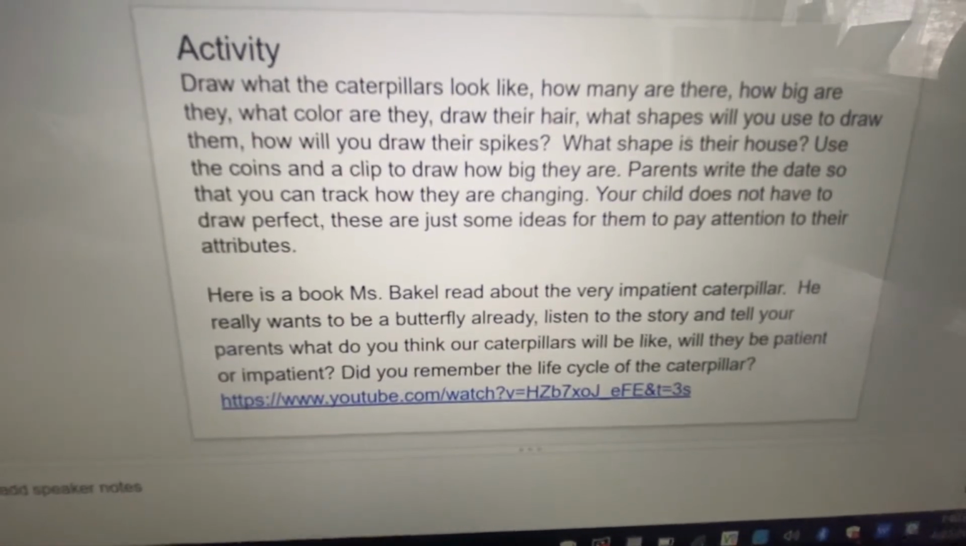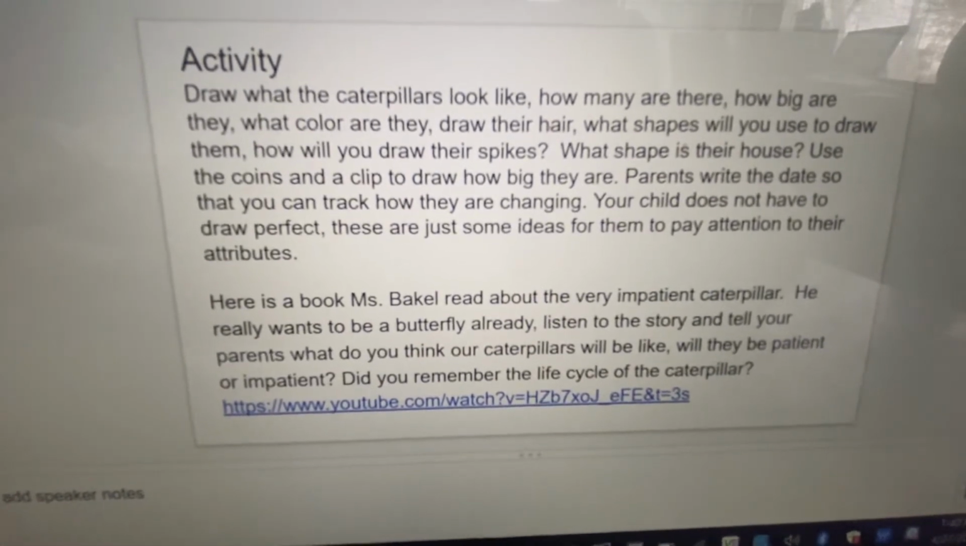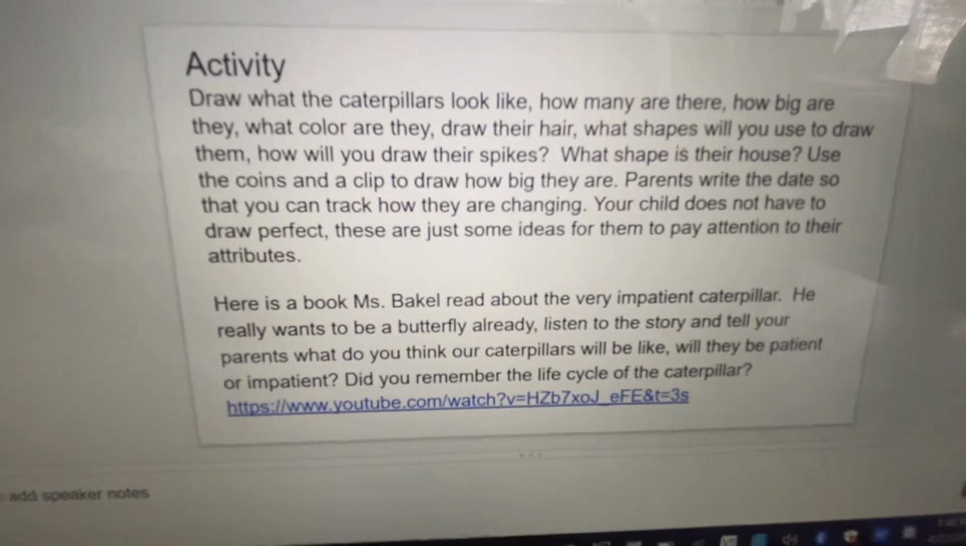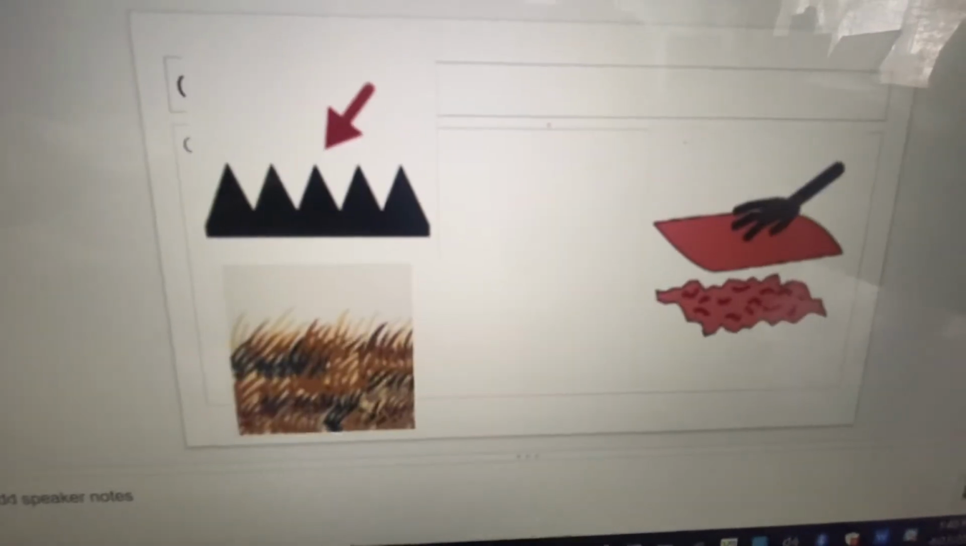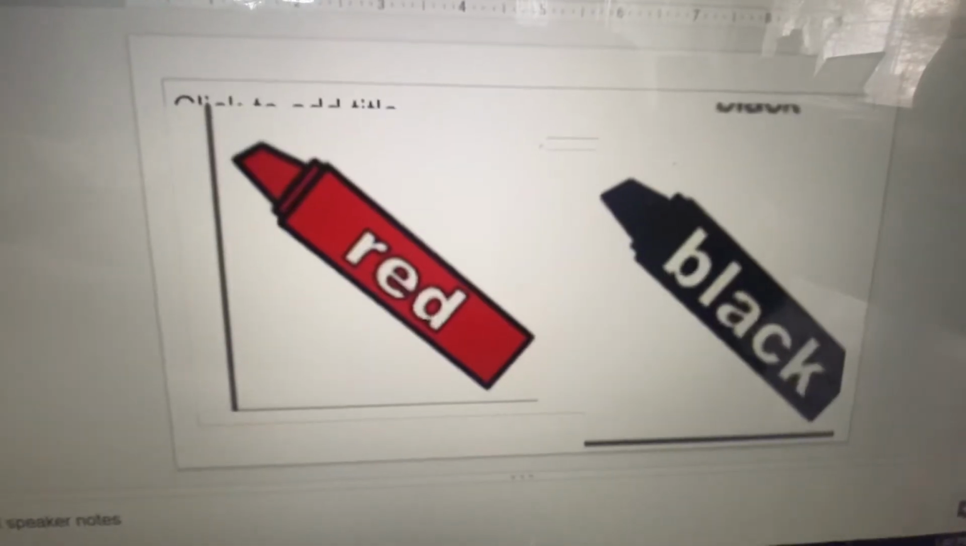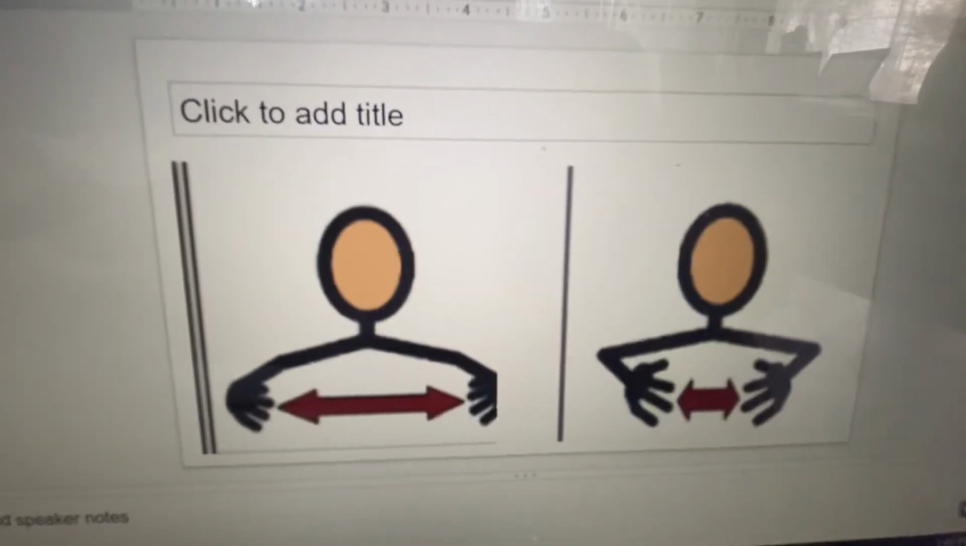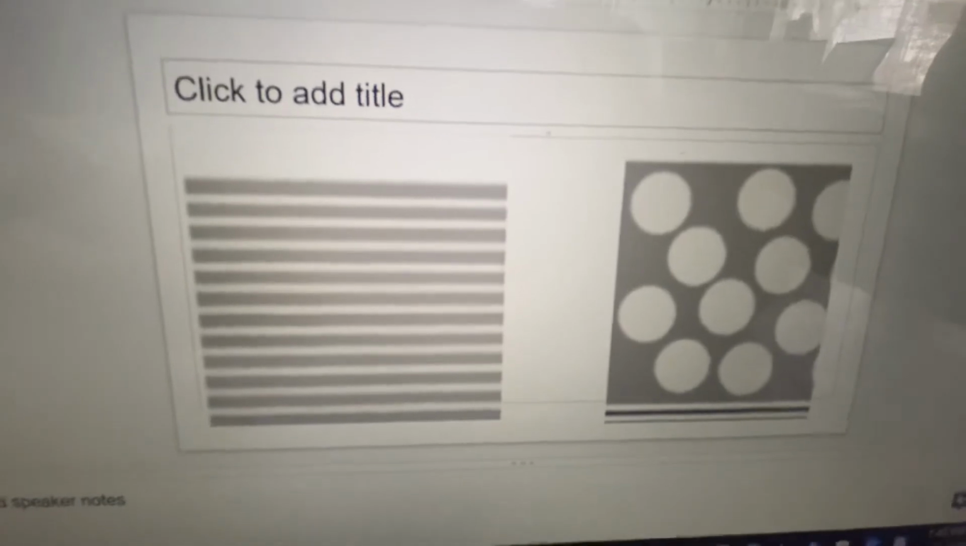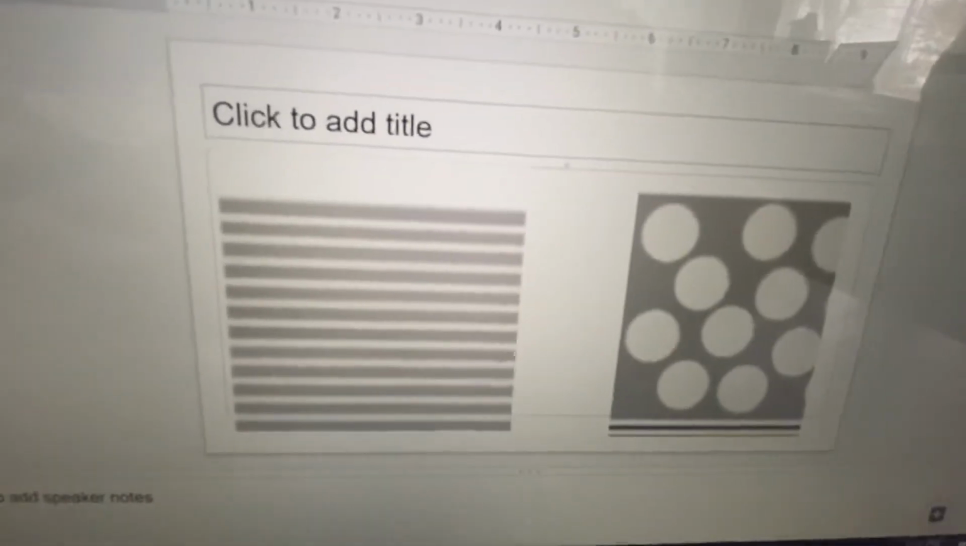And that was a funny story because one of our caterpillars was very impatient, so much that he knocked his friend down. And we talked about how the caterpillars were hairy, they weren't smooth, that they were black, that they were very long now, and they had stripes and spots, right?